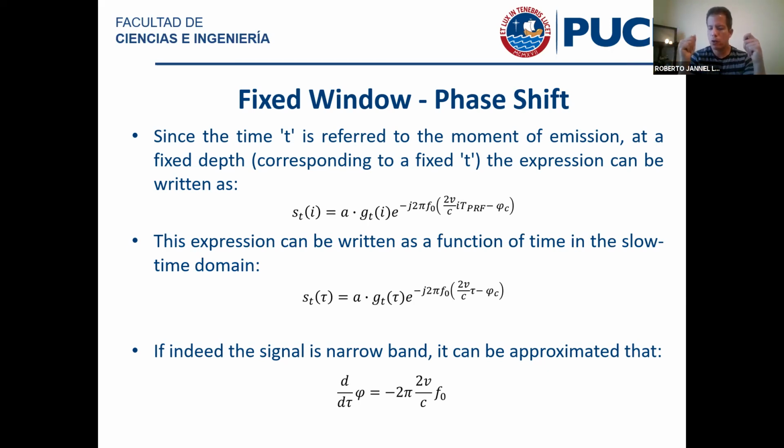Okay, so we take the derivative, and again, the j goes out, and then there's the 2 pi, the f naught, the 2v, and the c. That's just a straightforward derivation of the phase of that exponential, or the argument of that complex exponential. So that should be the derivative with respect to tau of phi, of the phase of the signal.